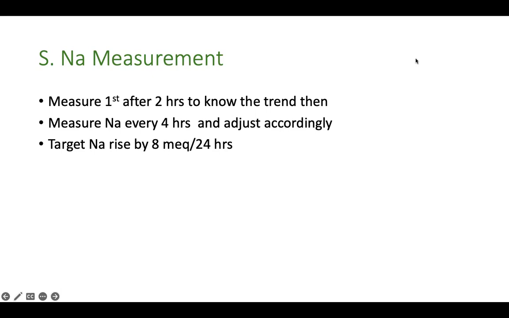After that, you need to measure 4 hourly. There are absolutely no shortcuts. You measure 4 hourly and see if the target is rising according to your plan, then modify accordingly. There are no other shortcuts there.